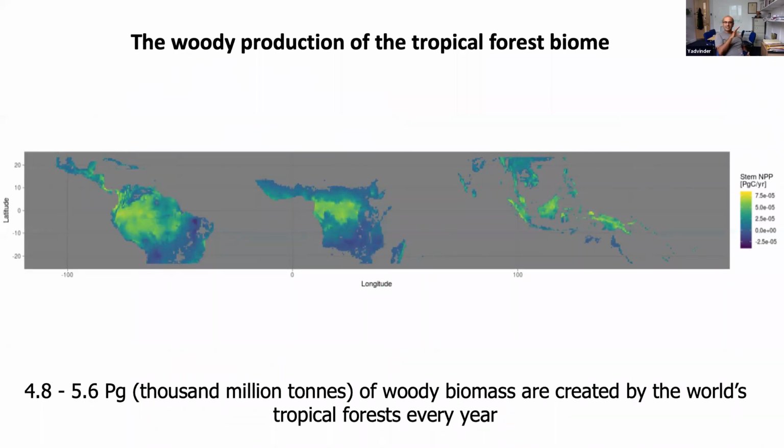And this is an attempted simulation based on our observations of the total woody production of the tropical forest biome over this period. And overall, we see around 5 petagrams, or gigatons, of woody biomass are created by the world's tropical forests every year.